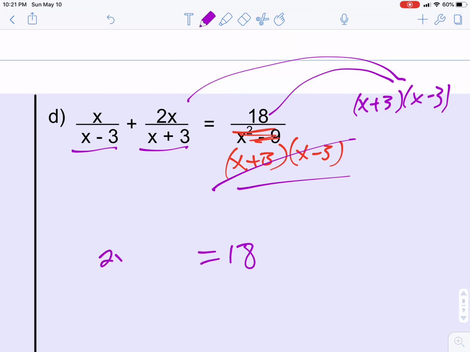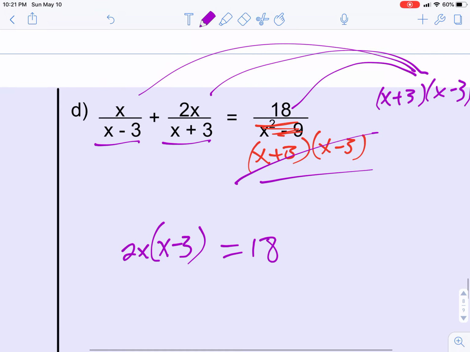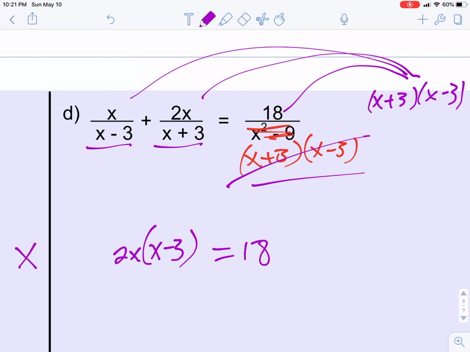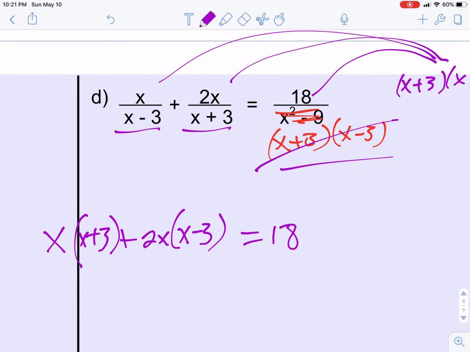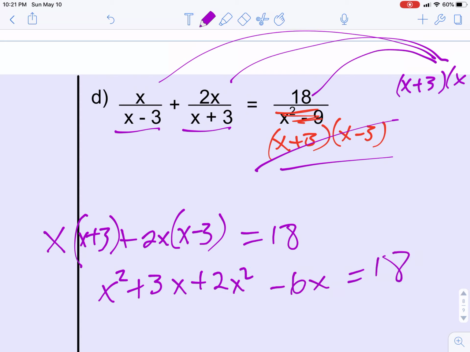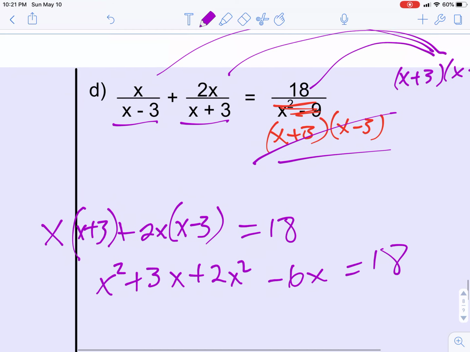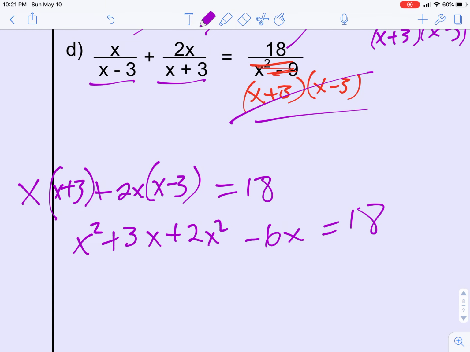You distribute to here, you have the x plus 3's will cancel out. So we have 2x times x minus 3. That factor of x minus 3 is left over. You multiply to that first one, the x minus 3's cancel out, and we have x times x plus 3. Addition sign in the middle. And then again, we cleared our fractions. We have x squared plus 3x plus 2x squared minus 6x equals 18. We have a quadratic. Combine everything, get it all on one side.